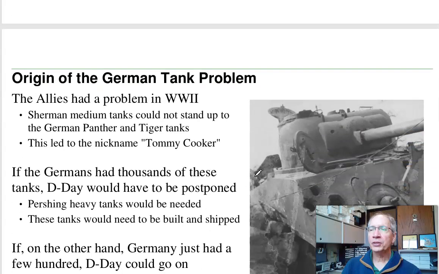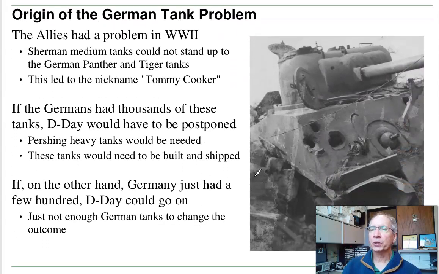Well, a history of why this problem is important goes back to World War II. It's why it's called the German tank problem. Back in World War II, the Allies, specifically England and United States, had a problem. The American tanks could not stand up against the German Tiger and Panther tanks. That's kind of why the Germans called the Sherman a Tommy cooker. When you hit a Sherman tank, it caught fire, cooking the people on the inside. Well, our tanks couldn't stand up against a Panther or Tiger, and that was going to cause a problem.